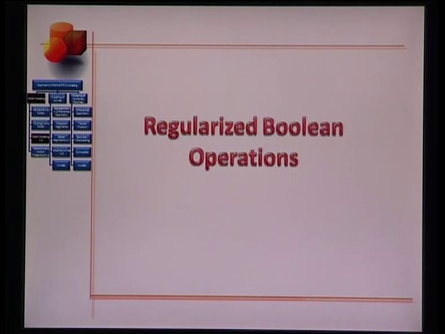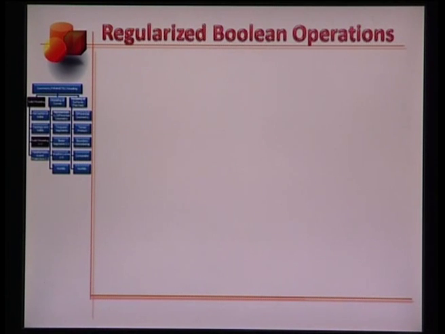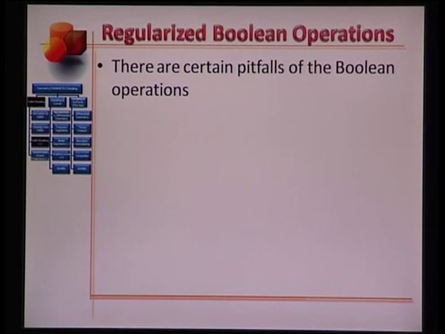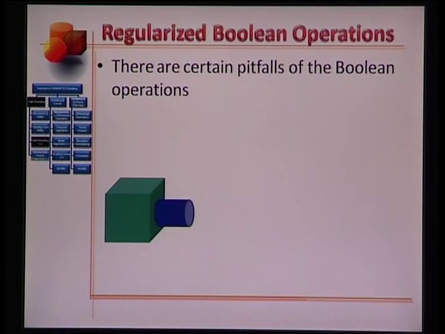A little note on regularized Boolean operations. This is the slide that I had covered in the previous lecture. I had emphasized that there were certain pitfalls or drawbacks of the raw Boolean operations. We take a block or a cube, we take a cylinder, we align them or transform them in such a way that one of the faces of the cylinder sits on one of the vertical faces of the cube. The two solids are A and B, and if you try to compute the intersection, we get a disk.